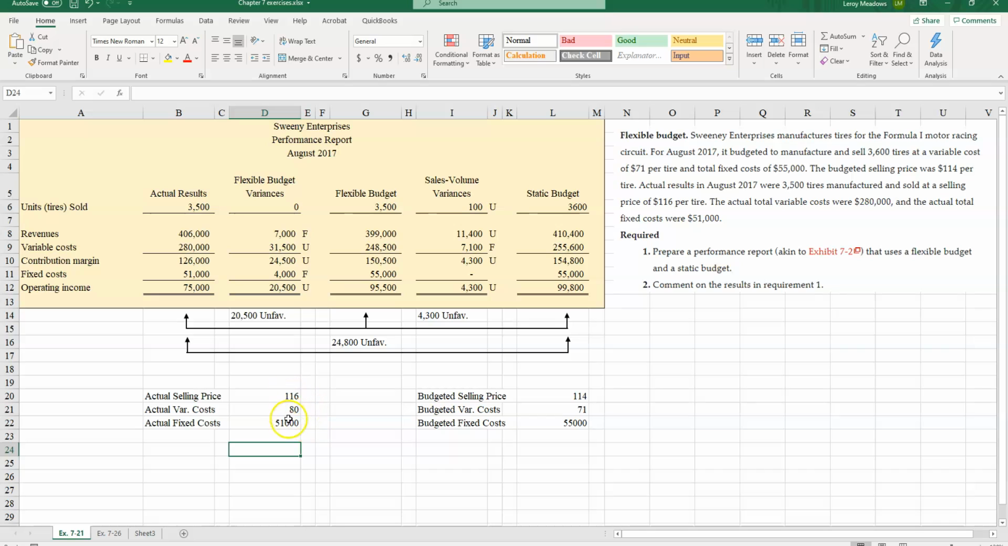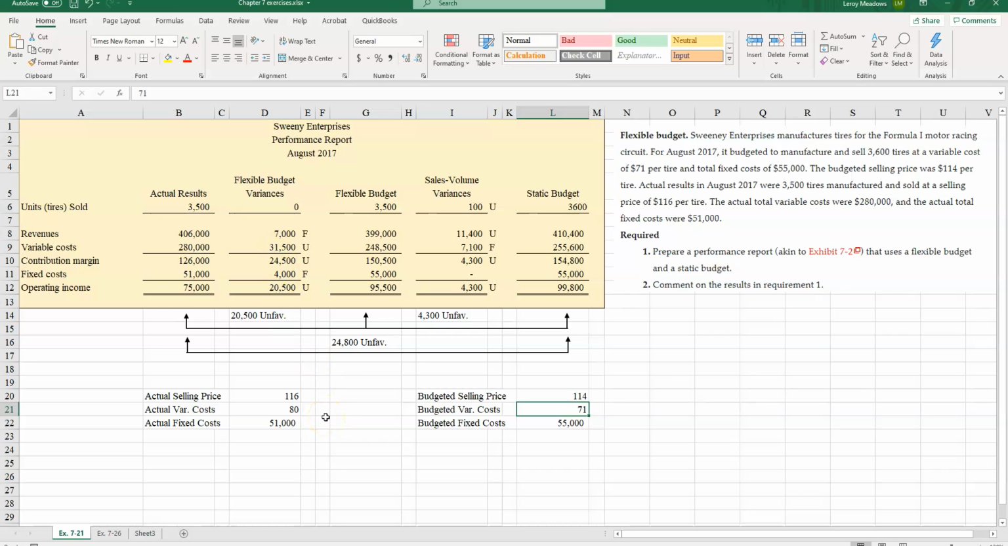So now let's do an analysis here. What can I determine from the numbers here? Well, my actual selling price did increase by $2 per unit. So that helped, and that's why we see a $7,000 variance. However, my budgeted variable cost per unit of $71 came in less than my actual variable cost of $80 per unit. So that contributed to the $31,500 unfavorable flexible budget variance.